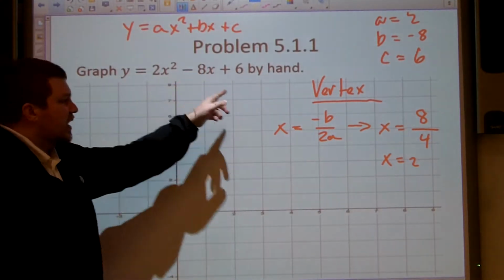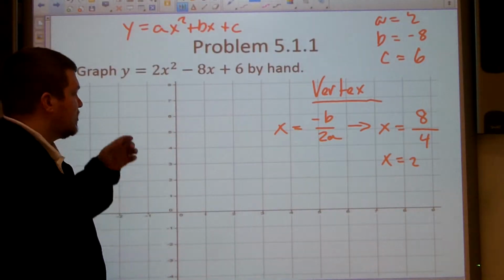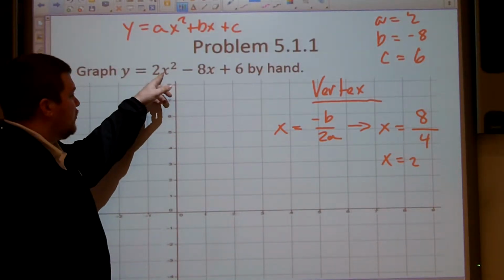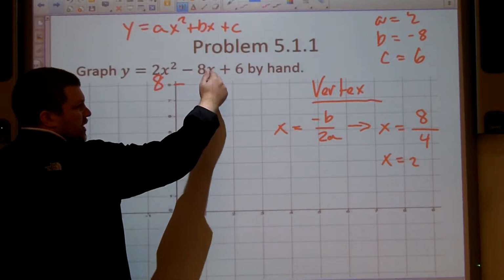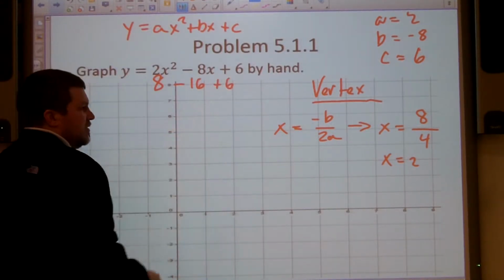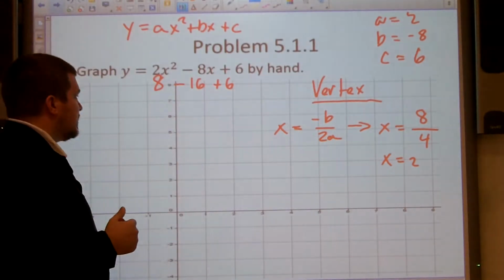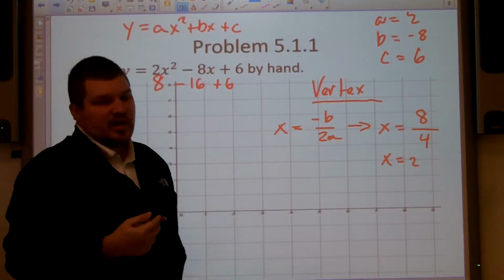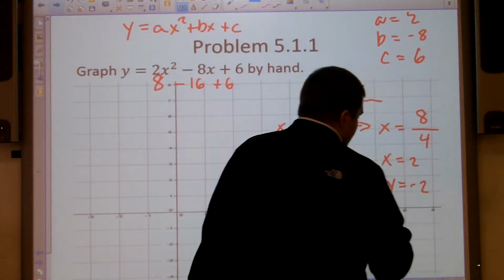So everywhere I see an x, I'm going to plug in a 2 to find the corresponding y value for my vertex. So I know 2 squared is 4, so we have 8 minus 2 times 8 is 16 plus 6. Okay, so 8 plus 6 is 14, minus 16 is -2. So when we plug in, we get y equals -2.